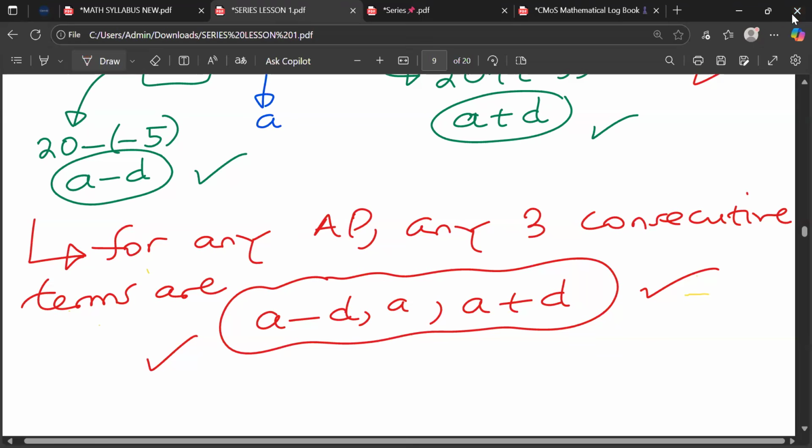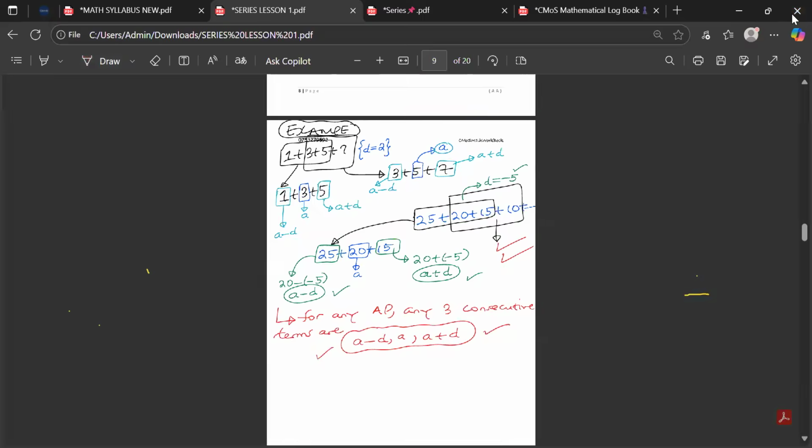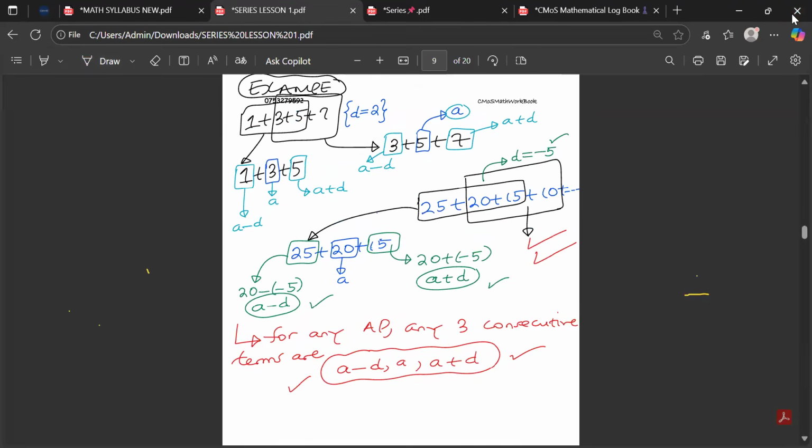So, is that okay? Have you gotten that thing of a minus d, a, and a plus d for any three terms that are near each other in an AP? Do you get that? Only one person is saying okay. We agreed that you're not going to annoy me, but you have started. Only 3 people out of over 30 people.